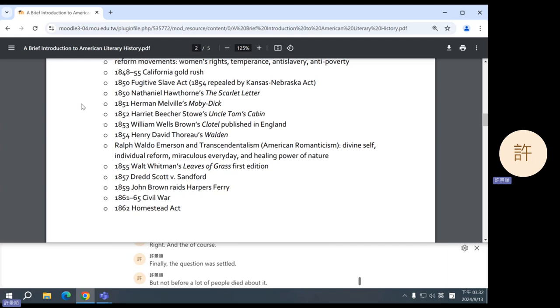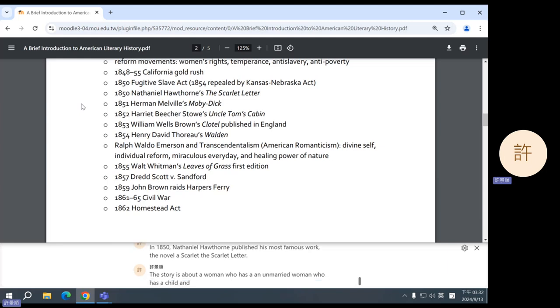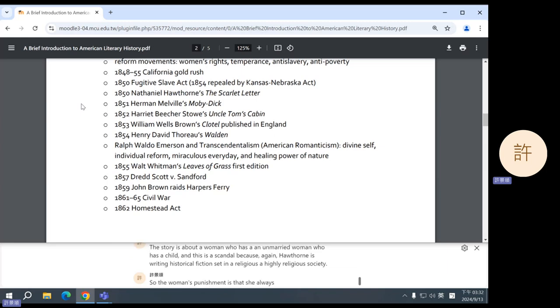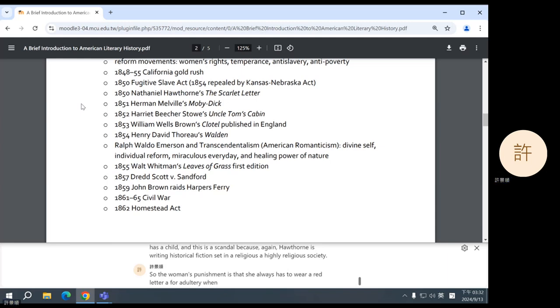In 1850, Nathaniel Hawthorne published his most famous work, the novel The Scarlet Letter. The story is about an unmarried woman who has a child. And this is a scandal because, again, Hawthorne is writing historical fiction set in a highly religious society. So the woman's punishment is that she always has to wear a red letter A for adultery, 婚外情.